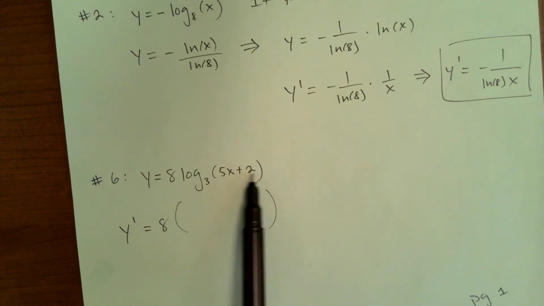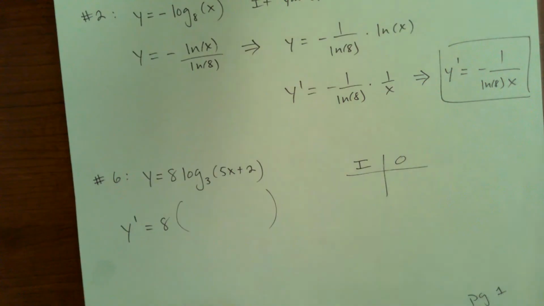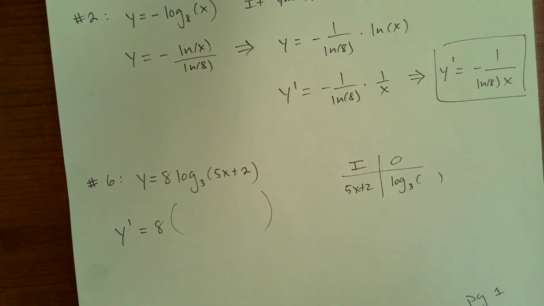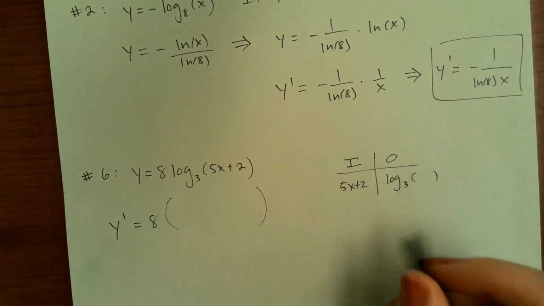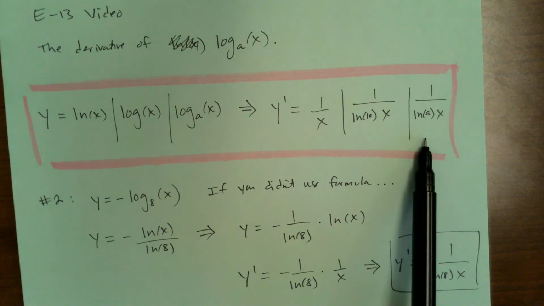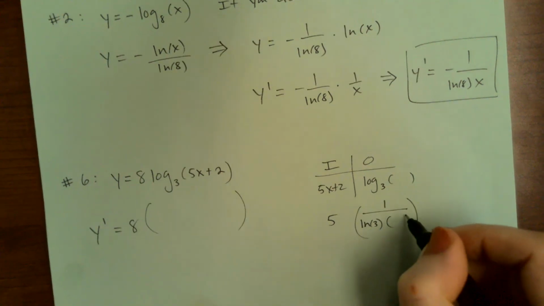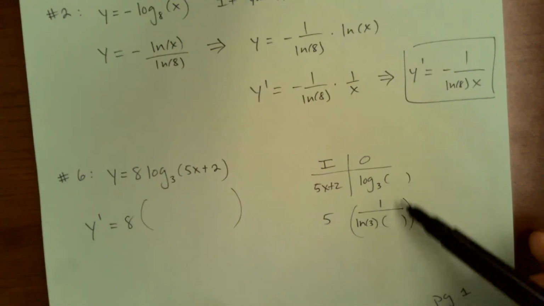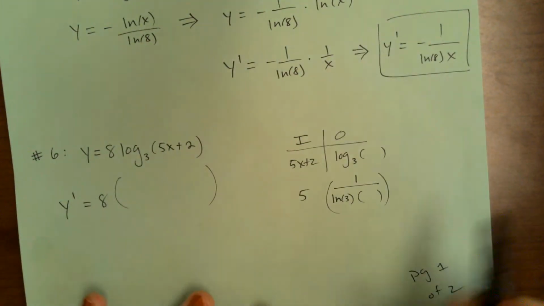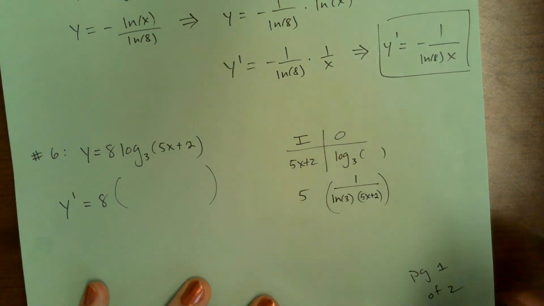And now I need the derivative of this log function. So I ask myself, well, inside the log is not a plain old x. So I've got to do chain rule. So the inside function is 5x plus 2. The outside function is log base 3 of blank. The derivative of this inside function is 5. The derivative of this outside function, I could just use that formula there. The derivative of that outside function is 1 over natural log of 3 blank. So the blank goes where the x is in the formula. Now what goes back in this blank is whatever used to be in the original blank. So that's 5x plus 2.